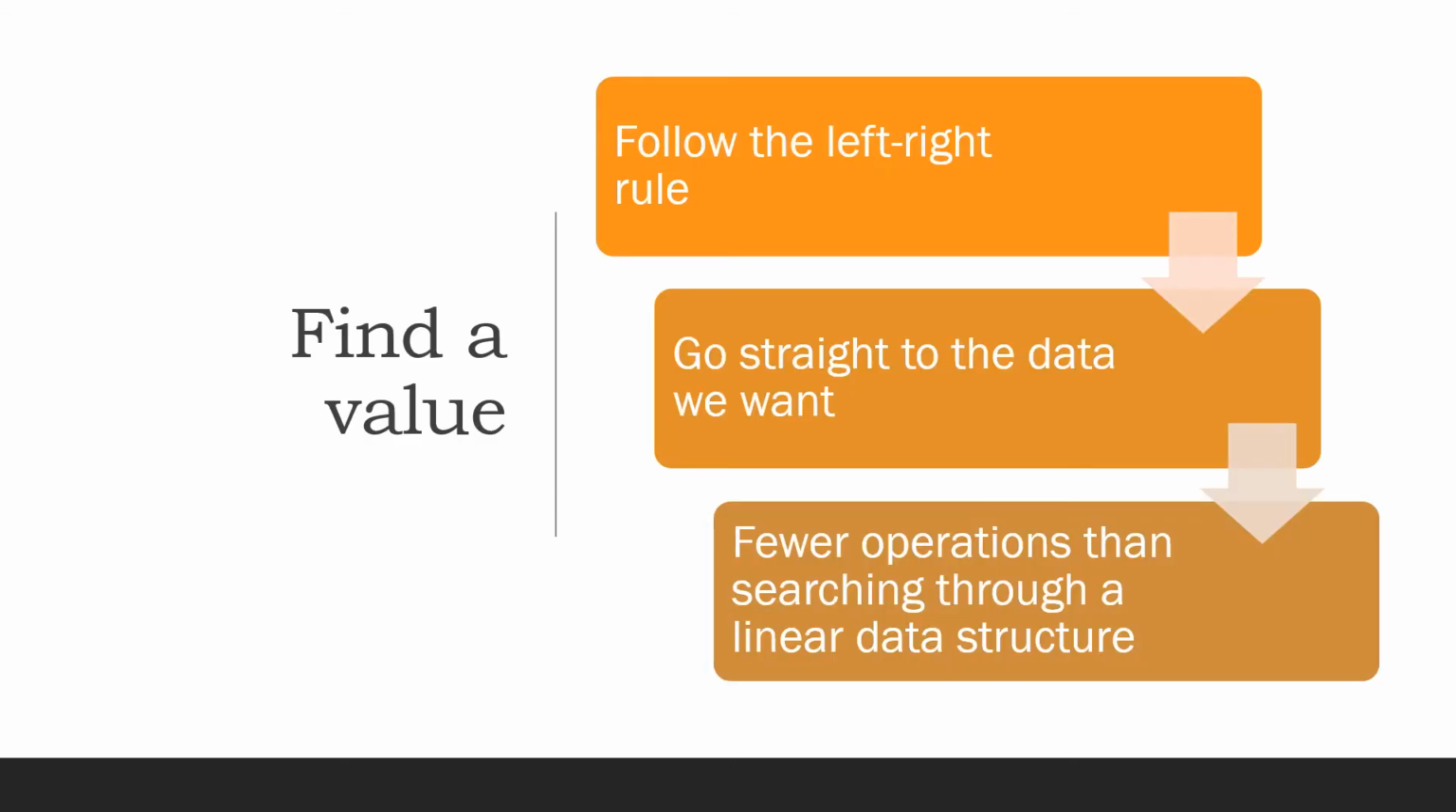Now if we want to find a value in the tree, we simply follow the same left-right rule, and that will take us straight to the data that we want in only a small number of operations, far fewer than searching through a linked list.